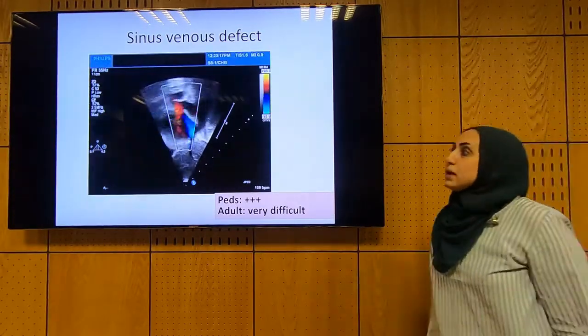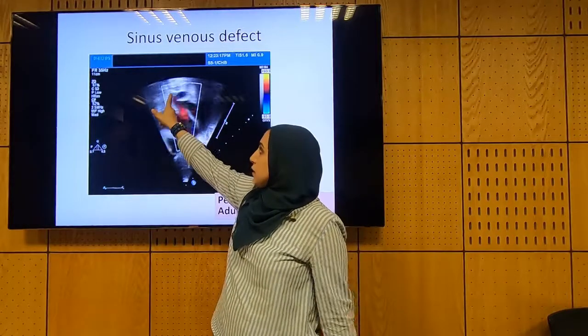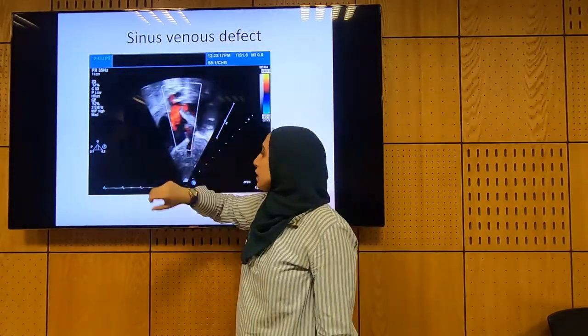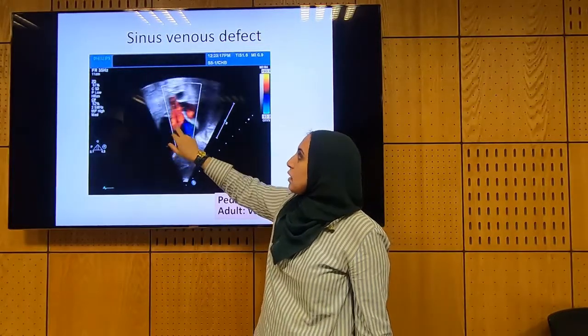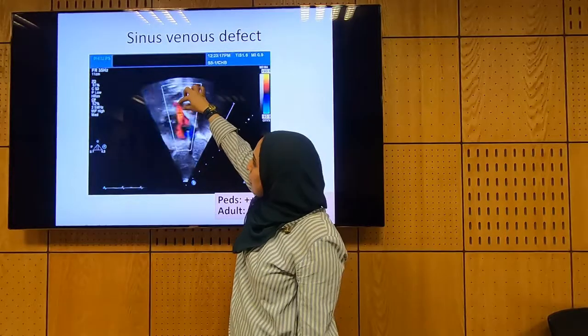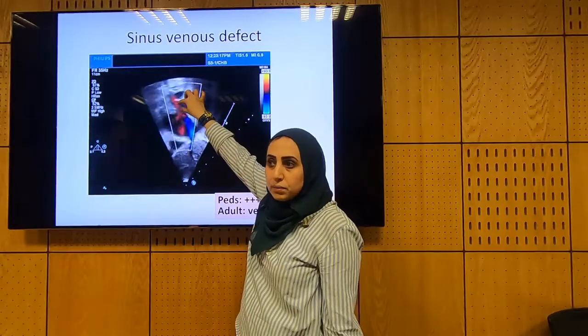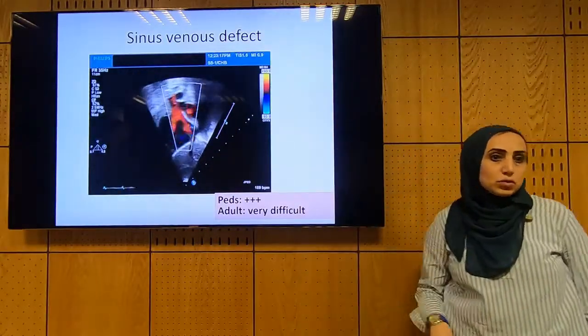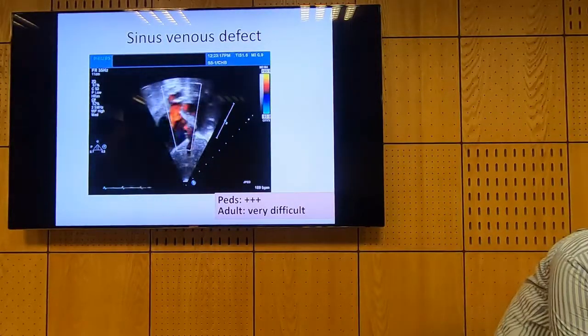Okay. And by color, we find the superior vena cava is red, because here is the probe, so the flow is coming from the superior vena cava towards the probe, so it's red. And here, the defect that we saw, we have here a missing part from the intra-atrial septum, and the missing part is close to the superior vena cava. So it's a sinus venosus defect. Is that clear?